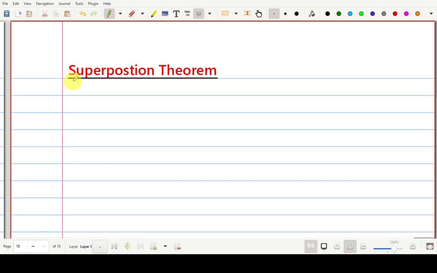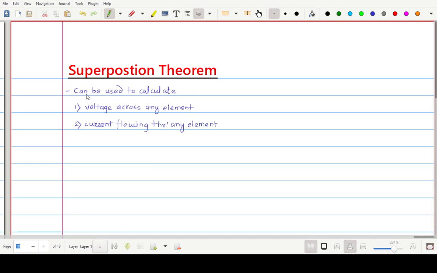Our today's topic is superposition theorem. So in this video we will see what is superposition theorem, what is the necessary condition to apply superposition theorem, and finally we will take an example, and with the help of that example I will explain how superposition theorem can be applicable to any electrical network.